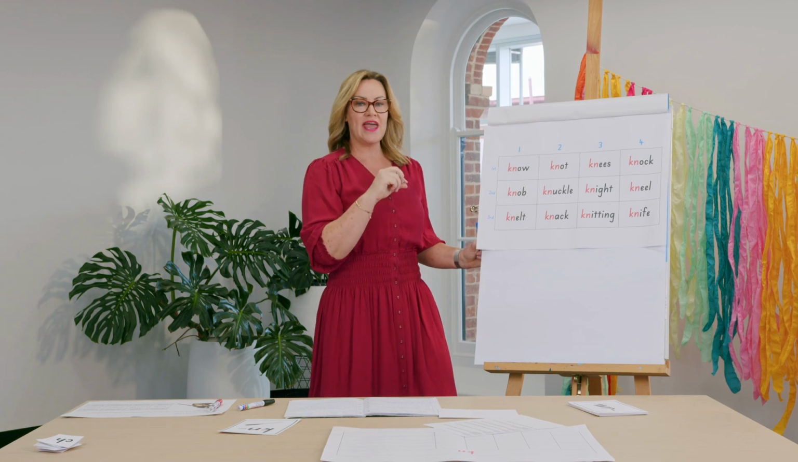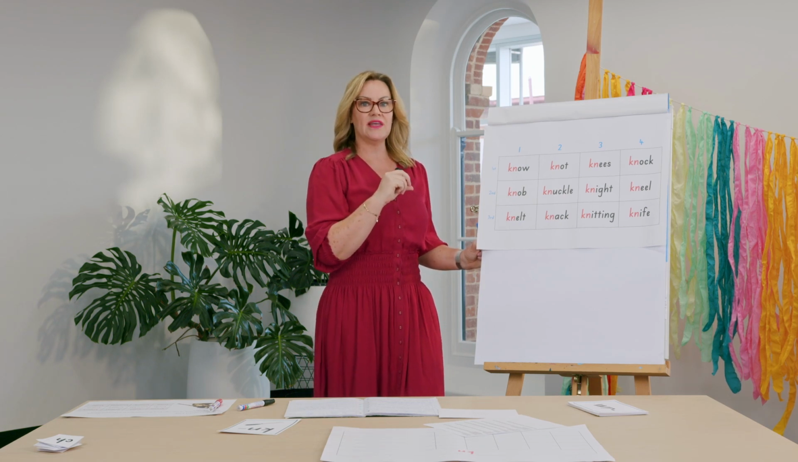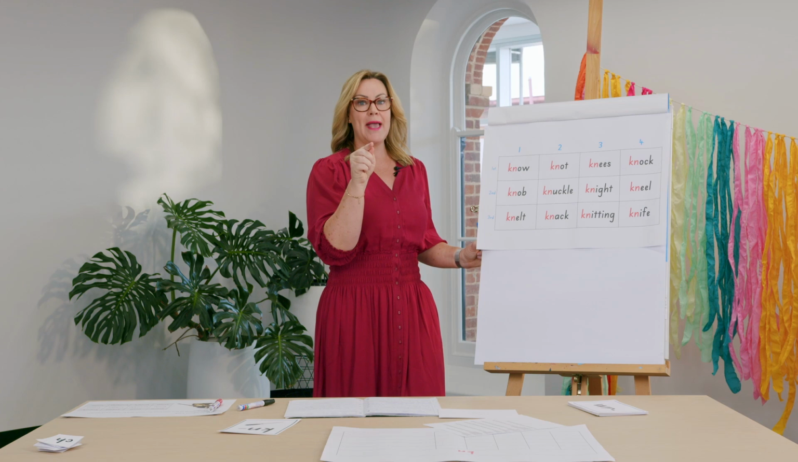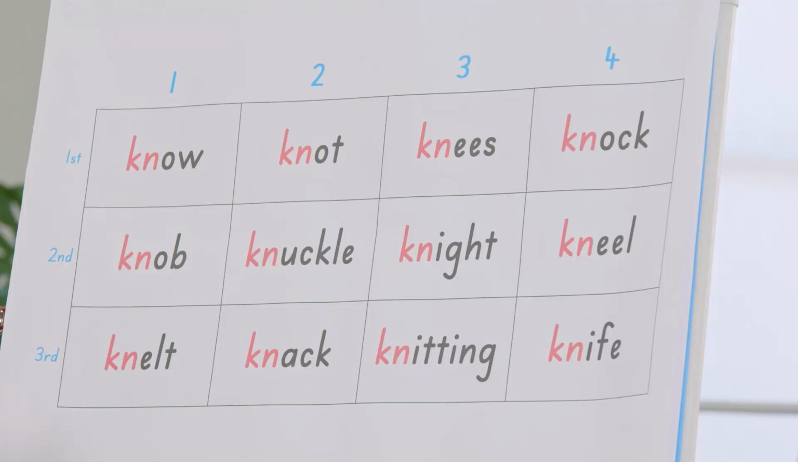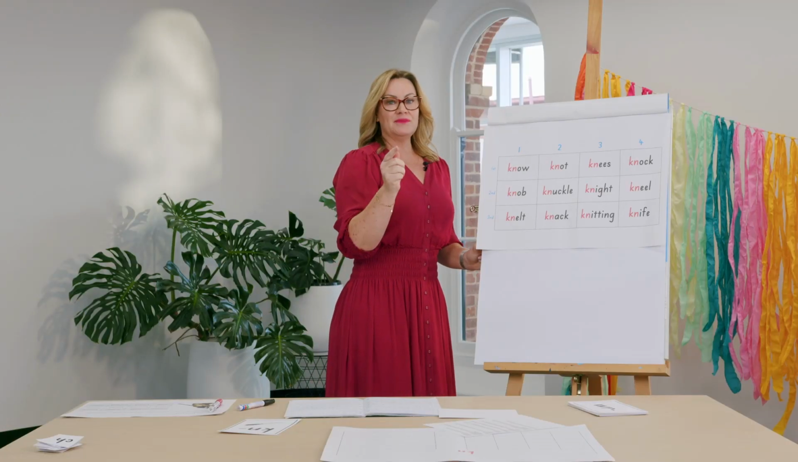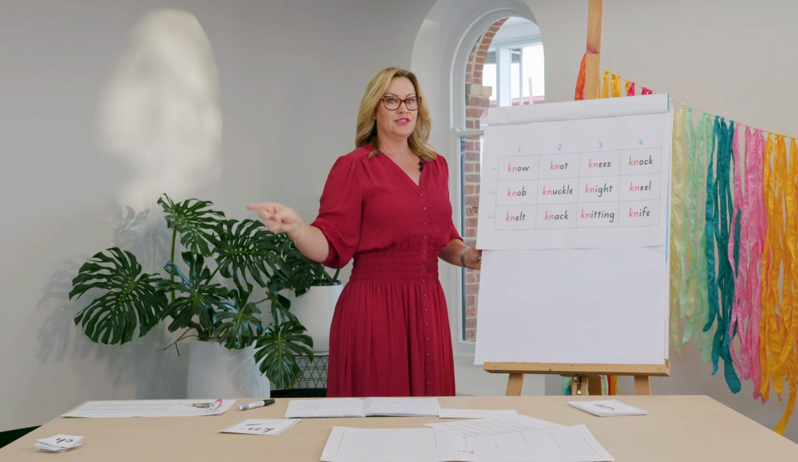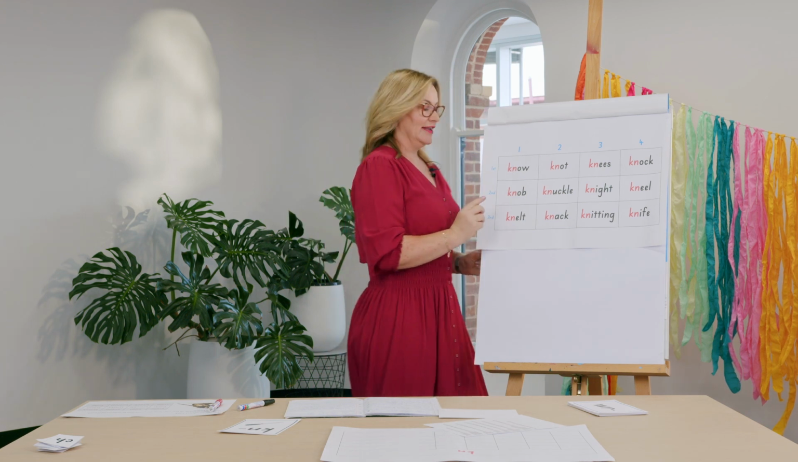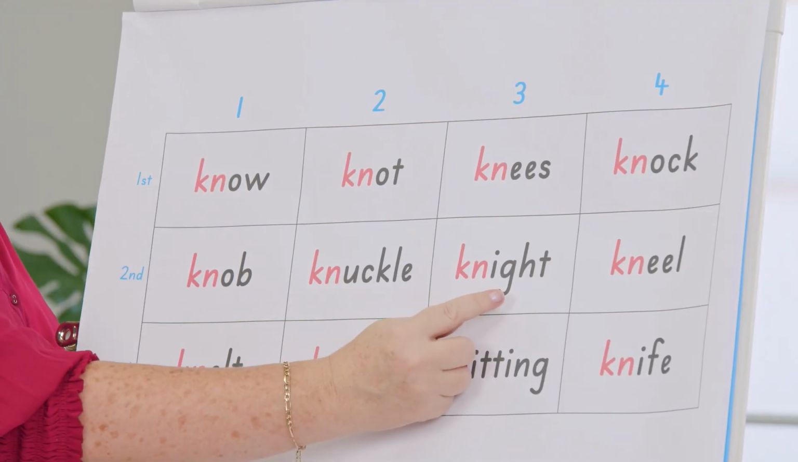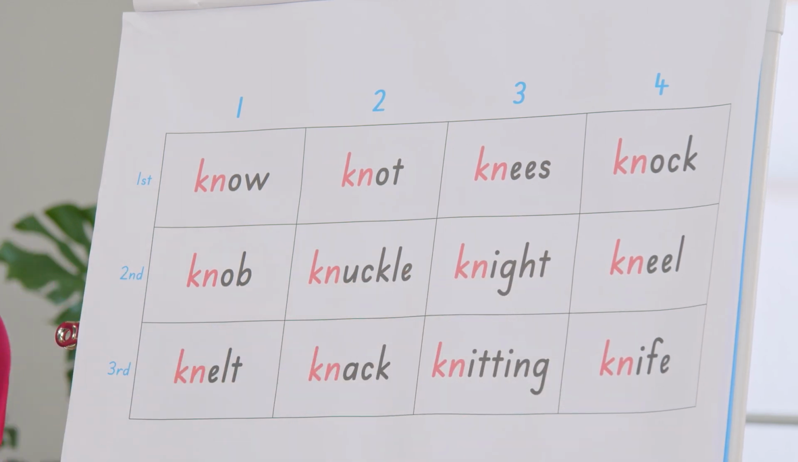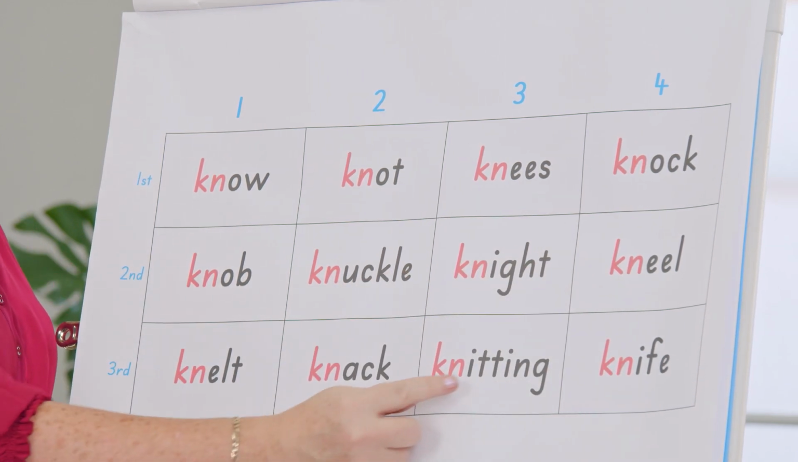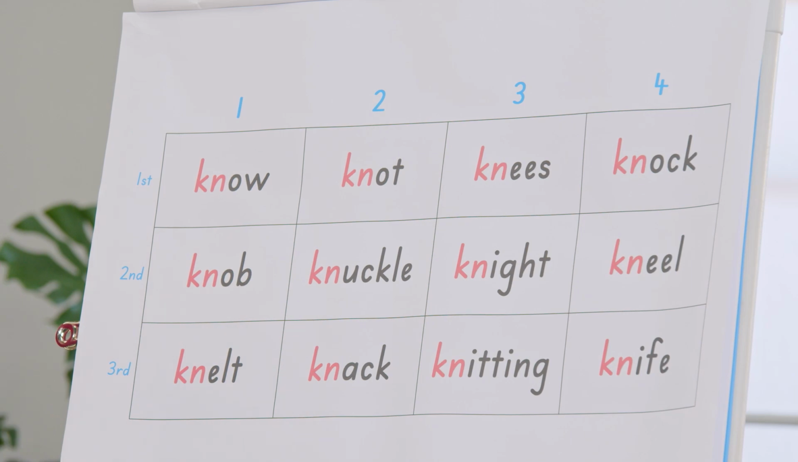Okay, if your name starts with the letters A to M, read the top row. Go. No, not, knees, knock. If your name starts with N to Z, second row, let's go. Knob, knuckle, night, kneel, all together, knelt, knack, knitting, knife.